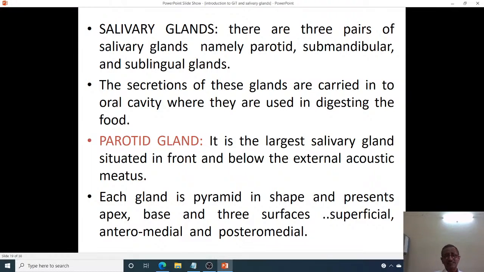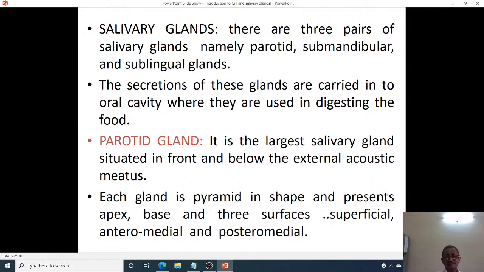Then the permanent teeth are about 32 in number: 2 incisors, 1 canine, 2 premolars, and 3 molars. Out of these 3 molars, the last pair of molars are called wisdom teeth. They come at about the age of 16 to 18 years.